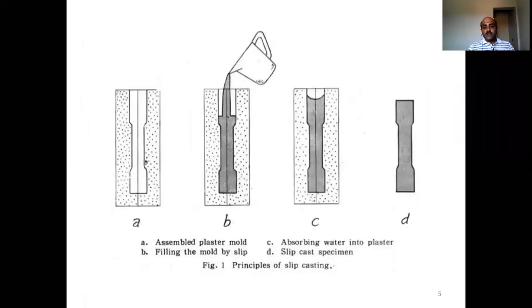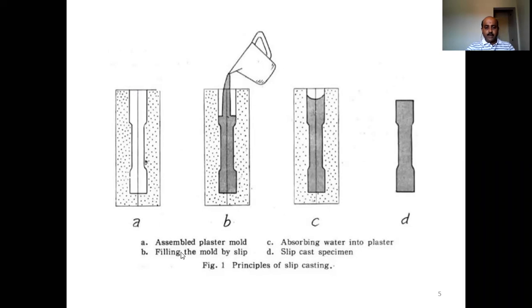So this is the sketch showing the slip casting process. In first part, figure A, it is showing the assembled plaster of Paris mold, the POP mold. This is the mold cavity, which has the shape and size of the component we want from the slip casting technique.